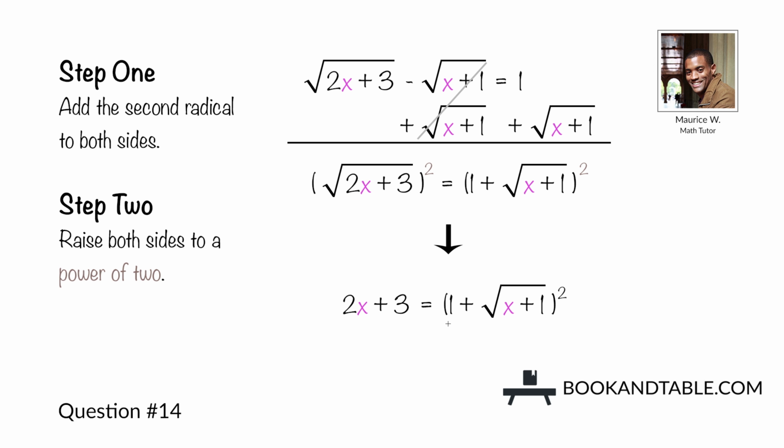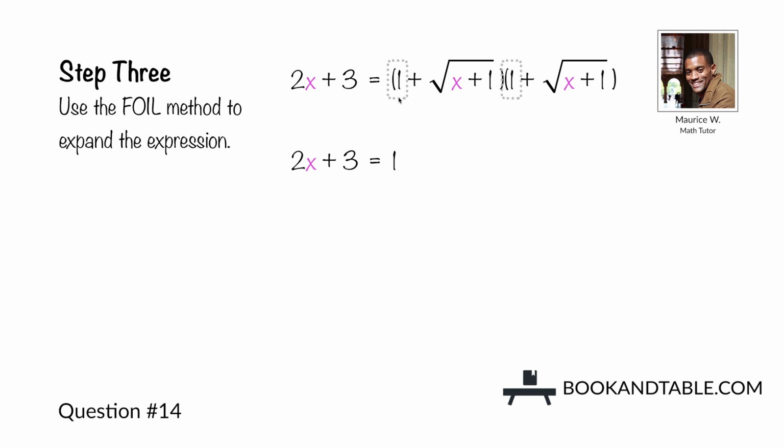And we'll use the FOIL method to expand this expression on the right side. 1 times 1 is equal to 1. 1 times the square root of x plus 1 is equal to the square root of x plus 1. The square root of x plus 1 times 1 is still the square root of x plus 1. And since these are like terms, we combine them by adding their coefficients, 1 and 1, which gives us 2. And then we have the square root of x plus 1 times itself, which leaves us with just the value underneath, x plus 1.